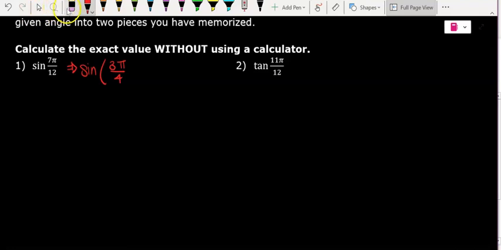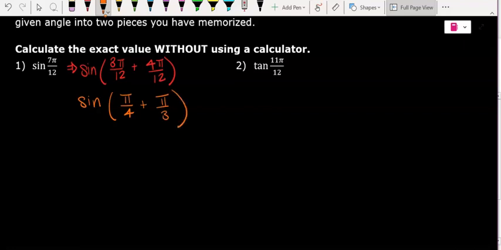Oops, not 3 pi over 4. Goodness gracious. That's the equivalent to doing 3 pi over 12 plus 4 pi over 12, okay? And then we have 3 pi over 12 is the same thing as pi over 4. And then 4 pi over 12 is exactly the same thing as pi over 3. So I'm taking pi over 4 and pi over 3, I'm adding them together, and that's what I'm going to get. So now I have this information here.